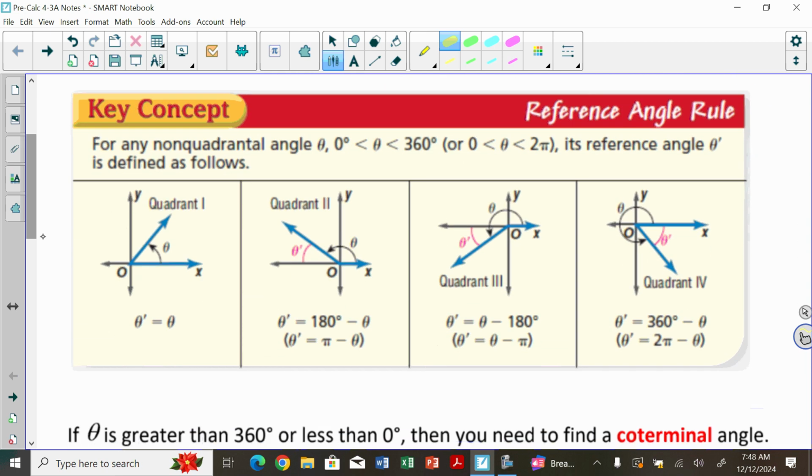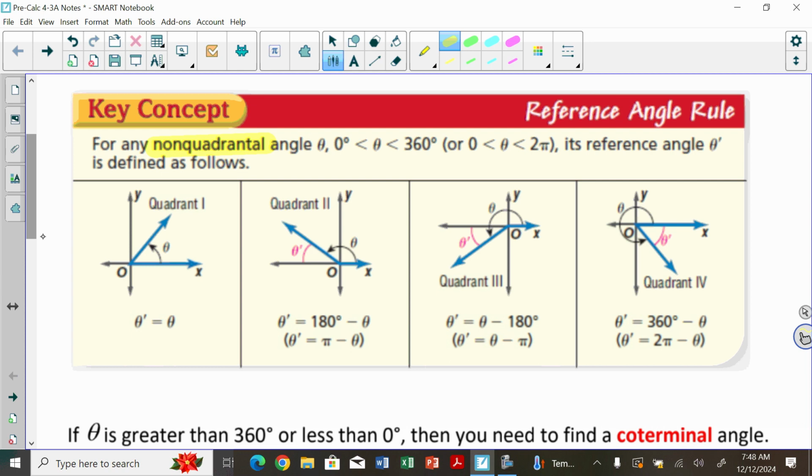A lot of this will be easier to understand if we look at some examples. For any non-quadrantal angle, well, don't worry about that term, because we're going to talk about it later. It's actually an angle whose side lies on one of the axes. We'll talk about that later on. But for this, if it's not on the axis, it's just a regular angle here. We've got these different things that we can reference.